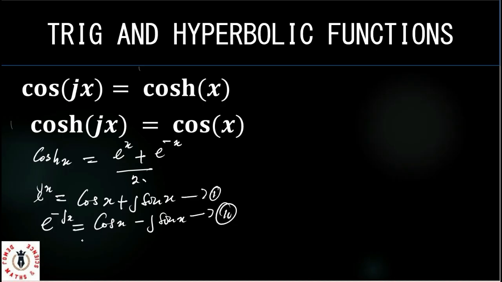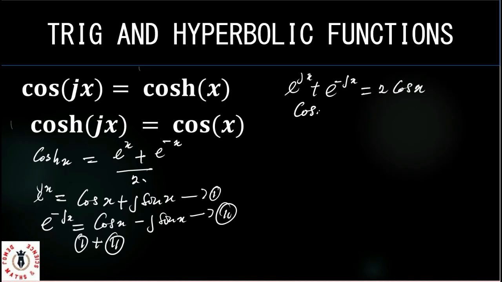Now let's add both equation 1 and equation 2 together so that we'll have e raised to the power of jx plus e raised to the power of minus jx to be the same thing as 2 cos x. Invariably, the cos of x is the same thing as e raised to the power of jx plus e raised to the power of minus jx over 2. Now, with this, remember we're going towards cos of jx equals cosh x.